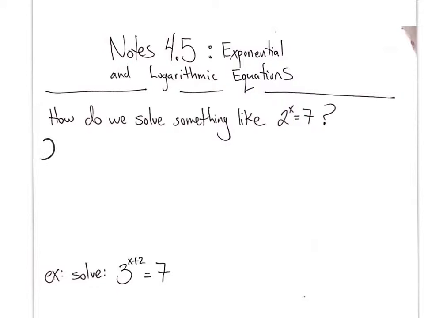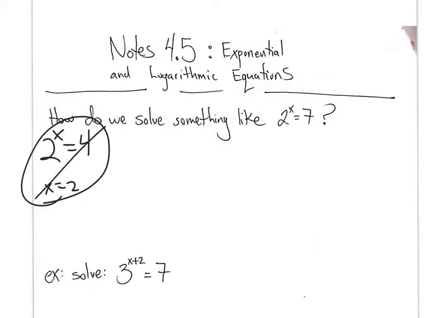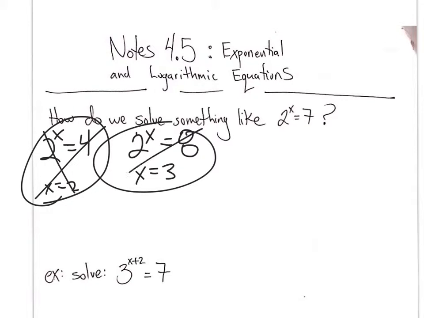If this said 2 to the x equals 4, we would just look at it and think, oh, 2 squared equals 4. And we would know that. But that's not what it says. And if it said 2 to the x equals 8, we'd know that 2 to the third power is 8, so x equals 3. But that's not what it says. So we know it's something in between 2 and 3.